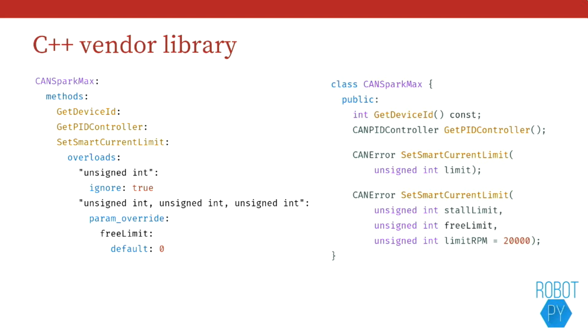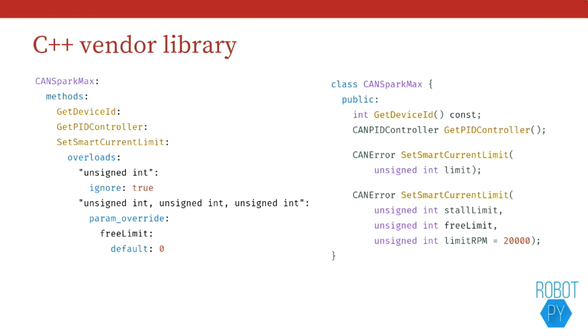But in Python, this kind of ends up looking a little bit ugly. So what we did was we actually ignored this first method, and then we set a default for the second overload, because we dug into it and it turned out that the first overload actually just delegates to the second.